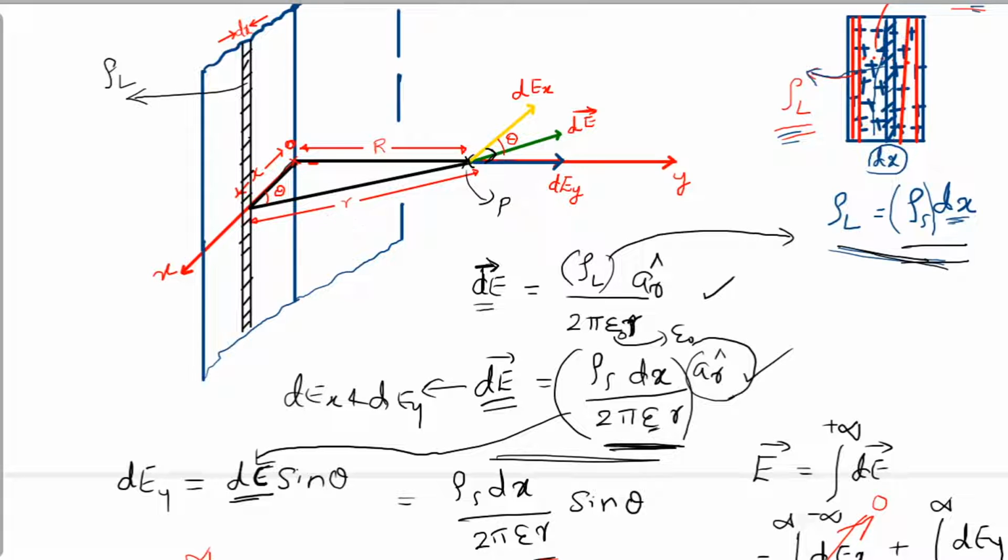Why are these variables? Because this dx can be a little this side, and then x becomes larger, r becomes larger, theta also becomes larger. If it is on the other side, the other way. So when dx varies, because dx can be anywhere on the sheet of charge, x, r and theta will vary accordingly. That's why I am taking this triangle. This triangle will vary with respect to this dx. Hope that is very clear.